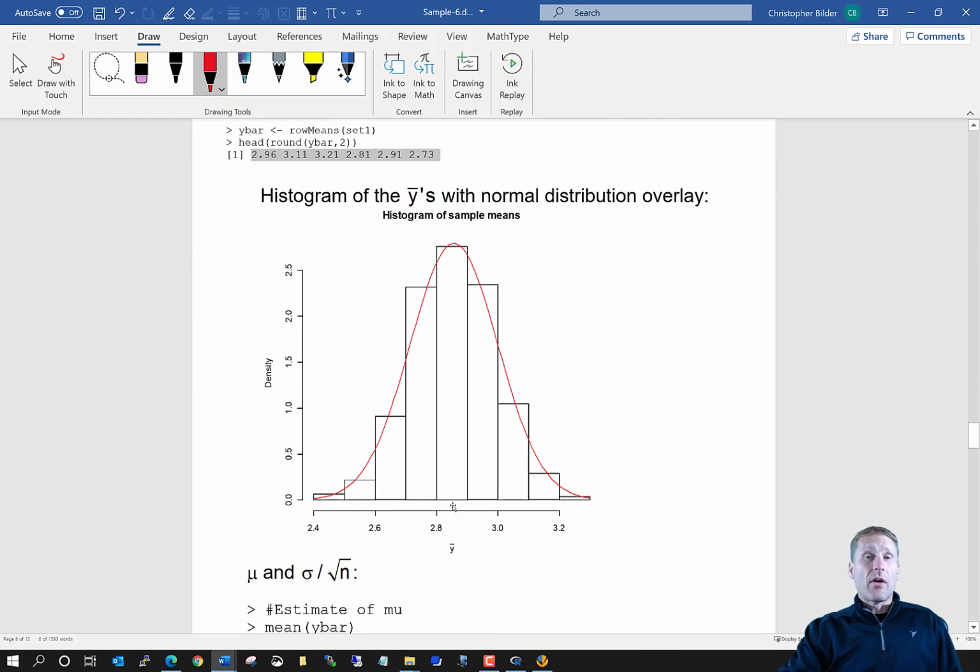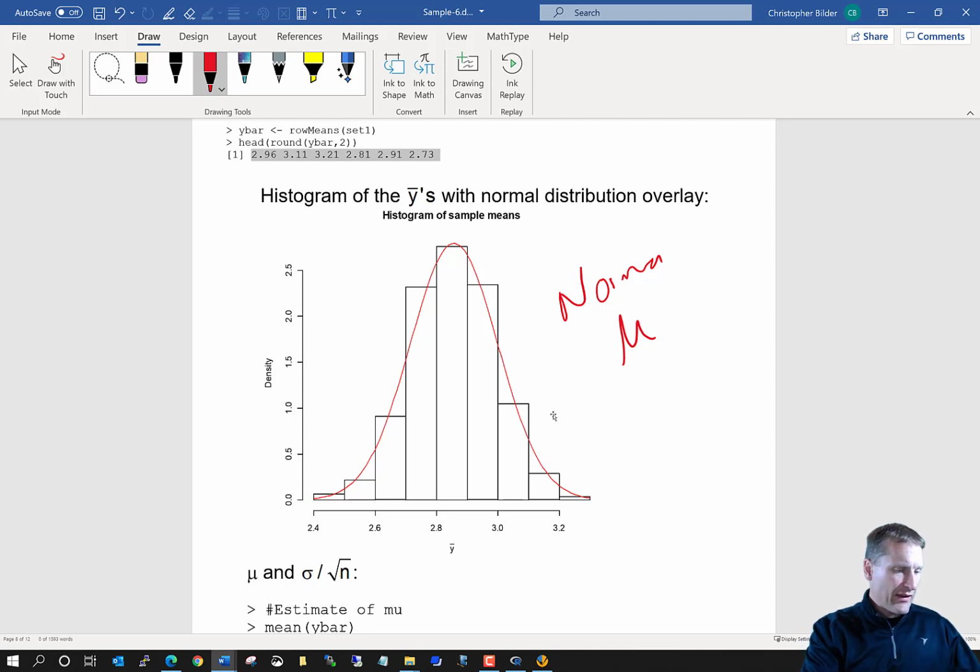Here's a histogram of all the sample means. I've rescaled the y-axis here so that I can also plot a probability distribution on top of it. In my program, I show how to do that. Please take a look at it. What we can see from this histogram is it's roughly symmetric, mound shaped, like a normal distribution. This particular normal distribution that I've plotted has that same mean that we had before, which was 2.86, I believe.